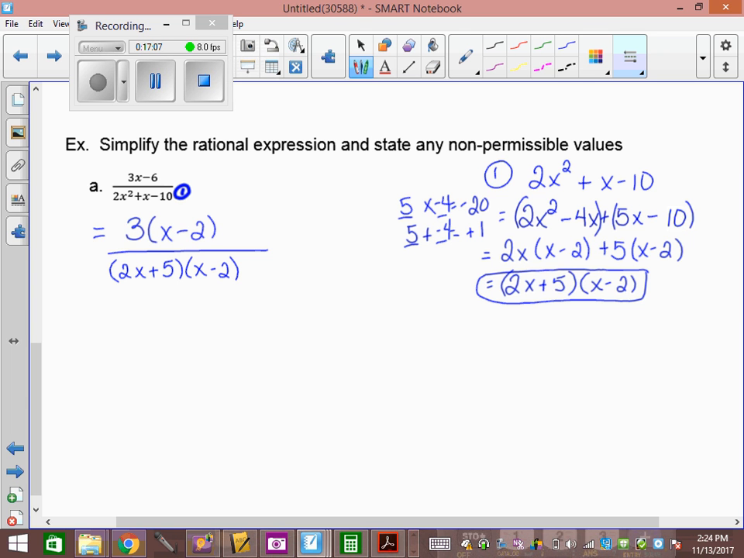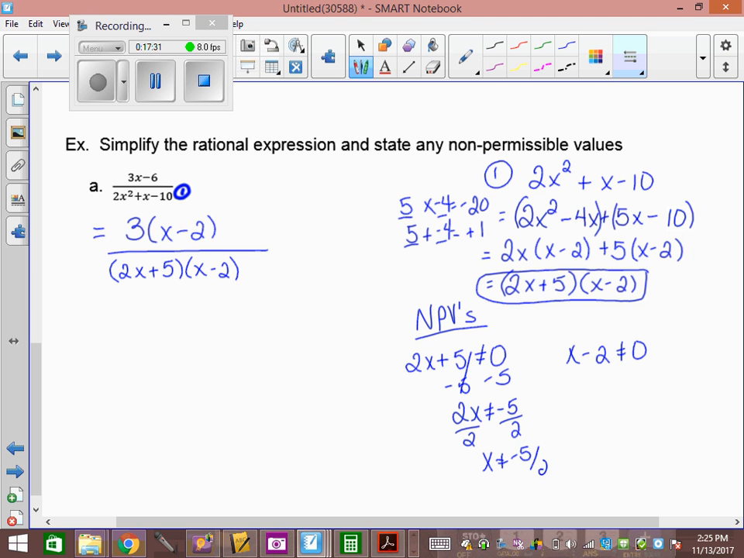Okay. So the NPVs I'm going to do over here. 2x plus 5 cannot equal 0. And x minus 2 cannot equal 0. Subtract the 5. 2x cannot equal negative 5. Divide by 2. X cannot equal negative 5 over 2. Add the 2. X cannot equal 2. So your two NPVs are x can't equal 2 and negative 5 over 2.